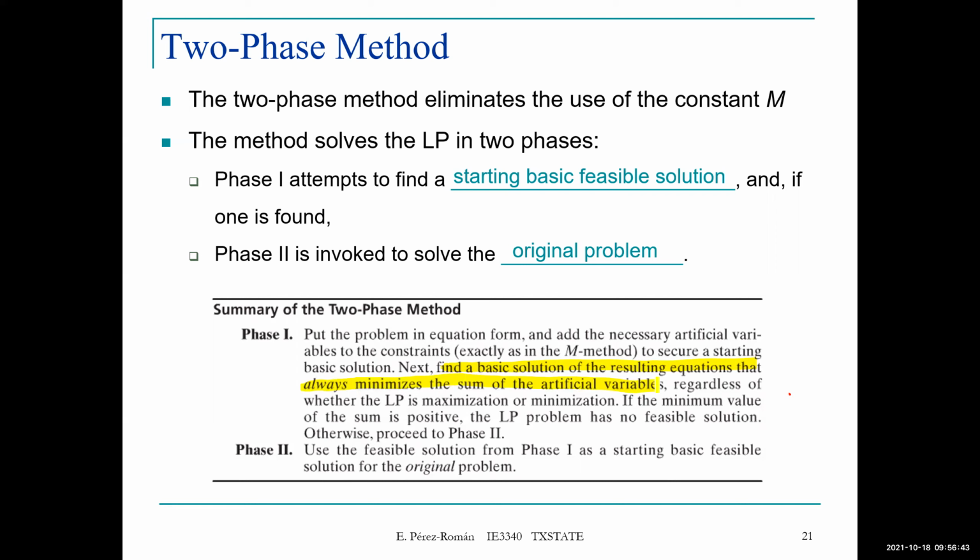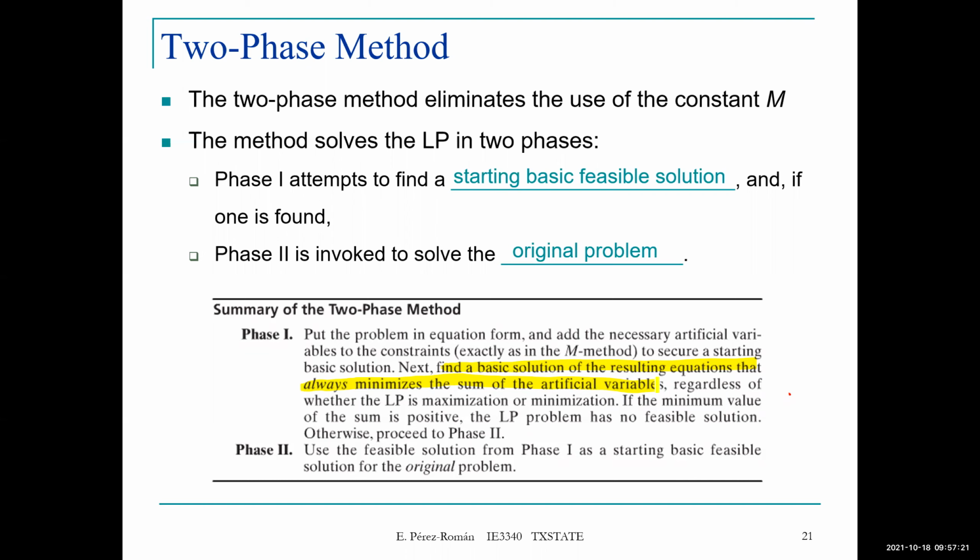So in phase one, we're going to solve a linear programming problem. And that problem in phase one will always be a minimization problem, always. That's what this is saying. It's going to be a minimization problem that minimizes the sum of the artificial variables. So if you have two artificial variables, the objective function is going to be the minimization of R1 plus R2. If you have three artificial variables, the objective function of phase one will be the minimization of R1 plus R2 plus R3. That's what this is trying to say.